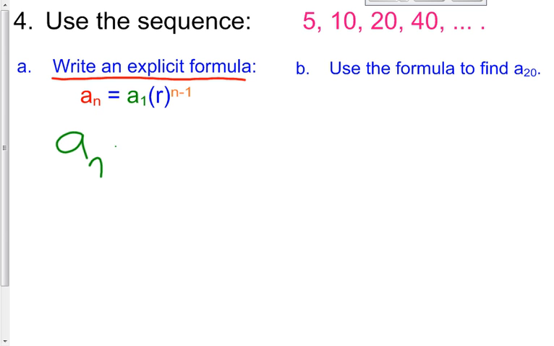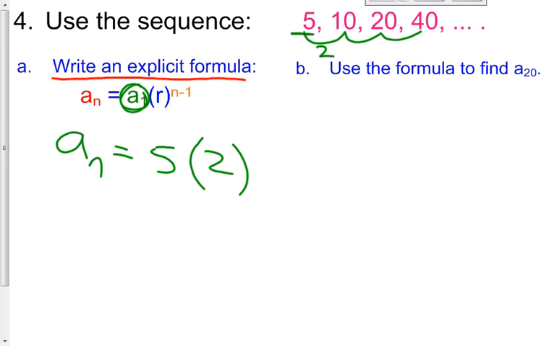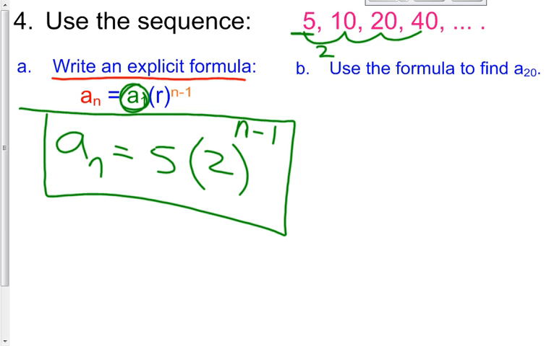So a sub n equals a sub 1. What is a sub 1? Well, it is the value of the first term, which is 5, times the ratio. So what is that rate? What do we have to multiply to get from here to here to here to here? Hopefully you see quite simply that it is the number 2. So 5 times 2 raised to the n minus 1. We don't know what term we're talking about, so we leave n minus 1 just like that. In class, here is our answer. This is our explicit formula.